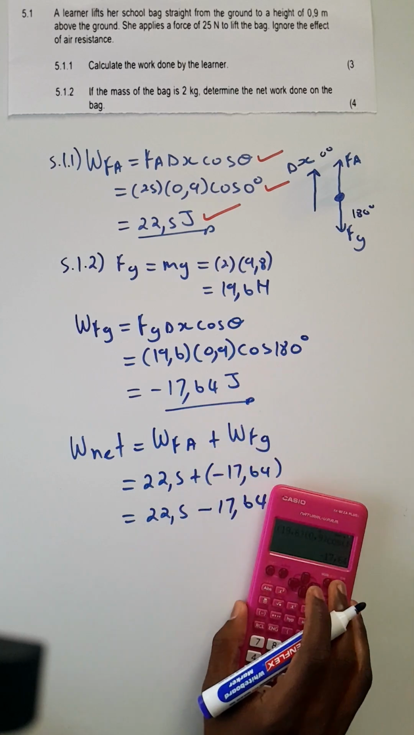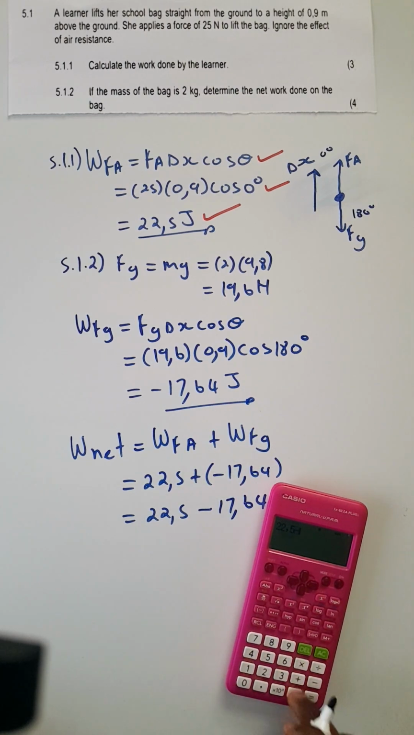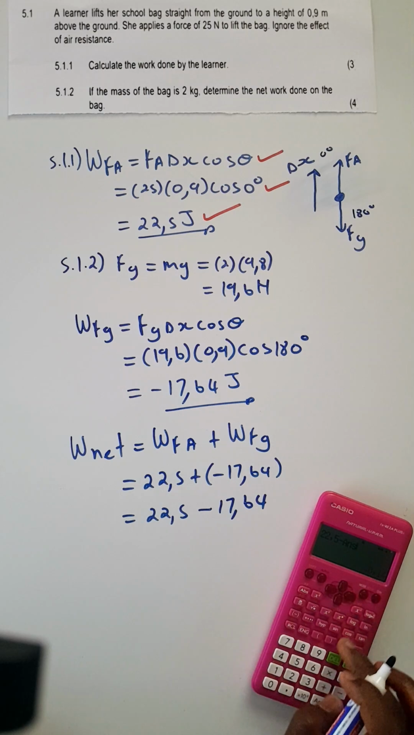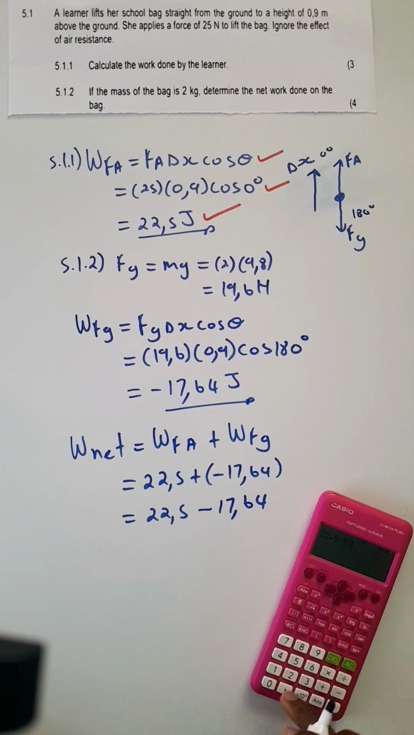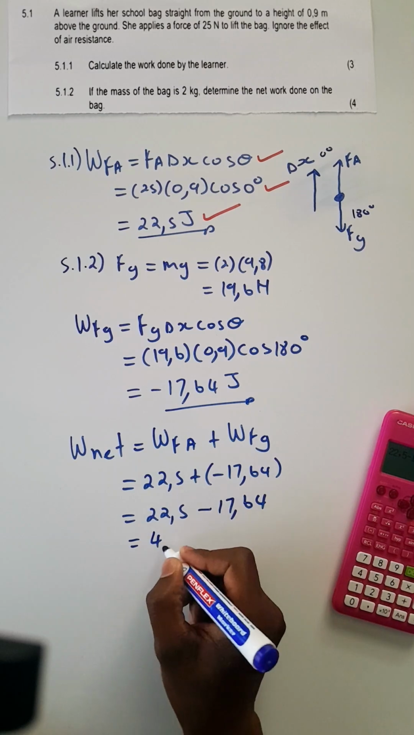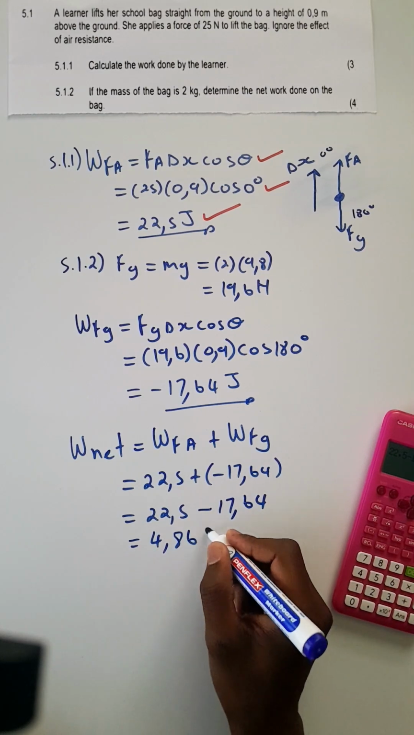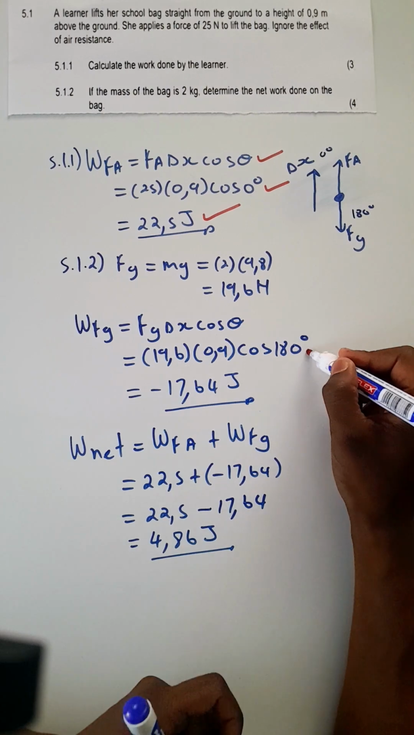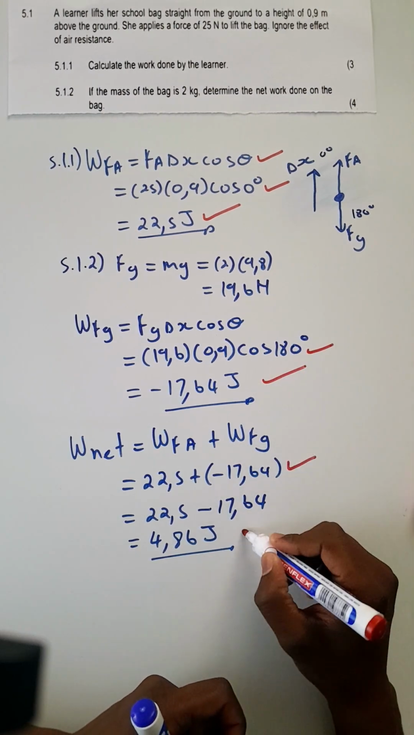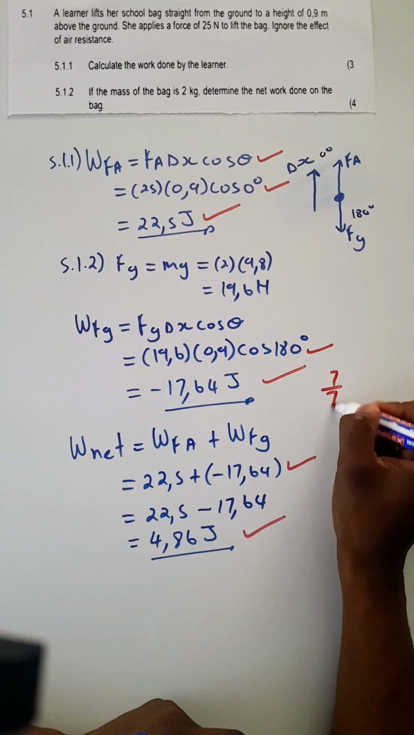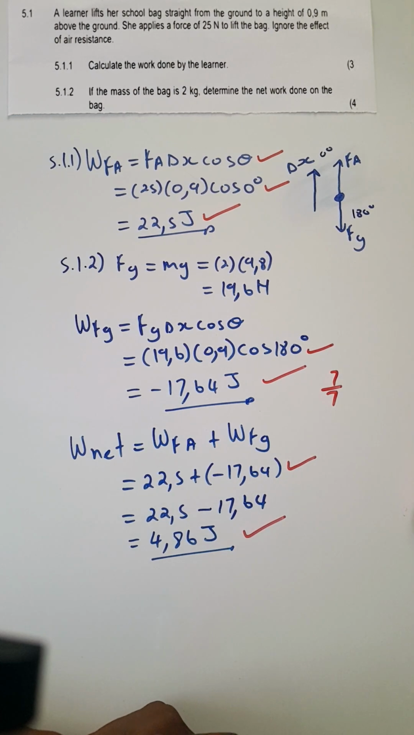So we have 22.5 minus 17.64, giving us 4.86 joules net work. So 1 mark for this, and that, and that as well. All right, so this would be 1 out of 7. It would be an activity out of 7.